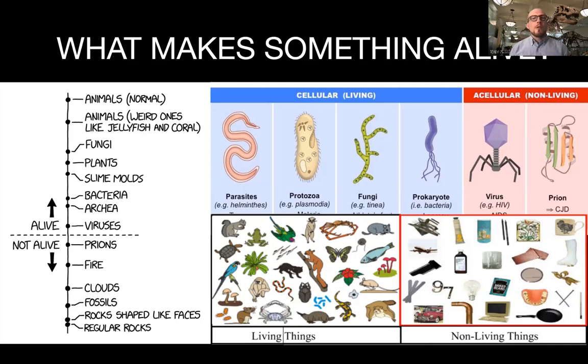But people have argued whether they're alive or not, because they really are just a coating of protein. They don't seem to have a lot of the characteristics of living things. Some people argue that they might be alive. Some people argue that they're not. Randall Munroe says prions are not alive, but says viruses are alive.